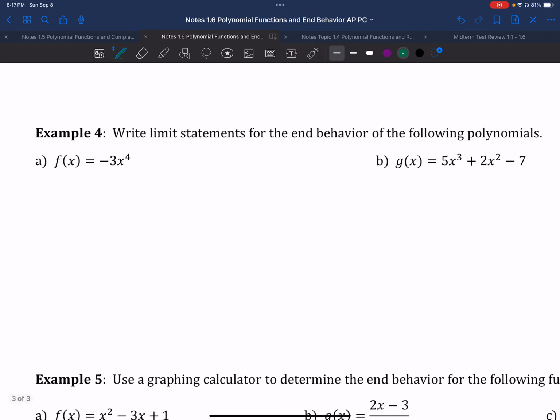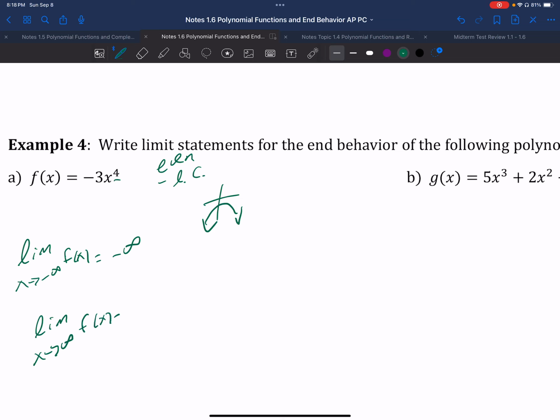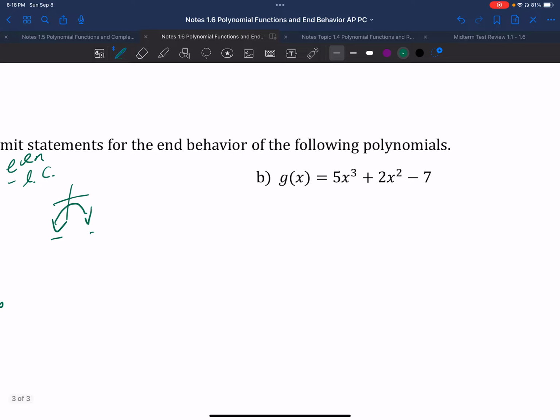Here we just have two more examples, so I'm going to go through them very quickly. First one, even degree function, negative leading coefficient. So again, it's going to look like a negative x squared. So the limit as x approaches negative infinity for f of x is going to be negative infinity. And the limit as x approaches positive infinity for f of x is going to also be negative infinity, since they're both going down.